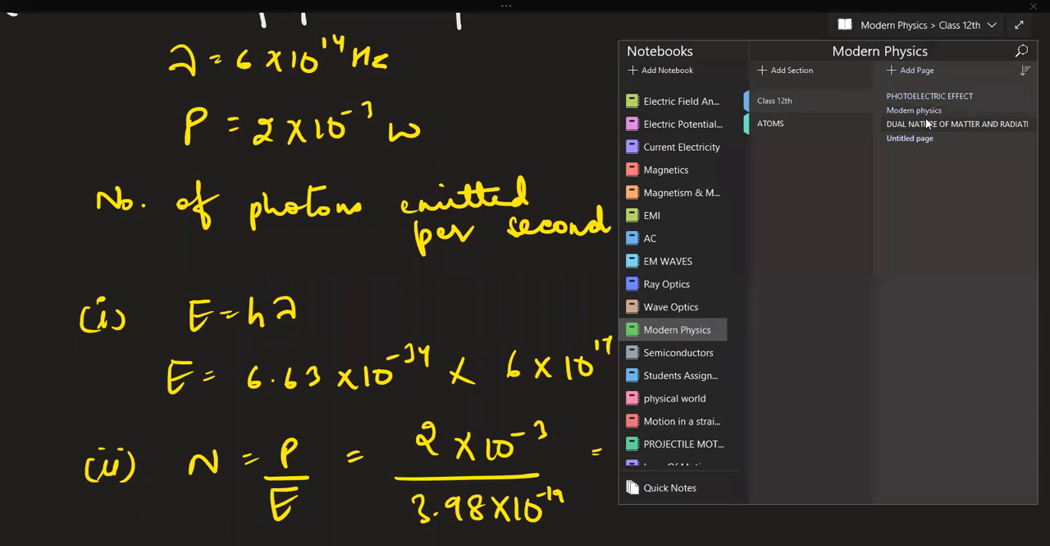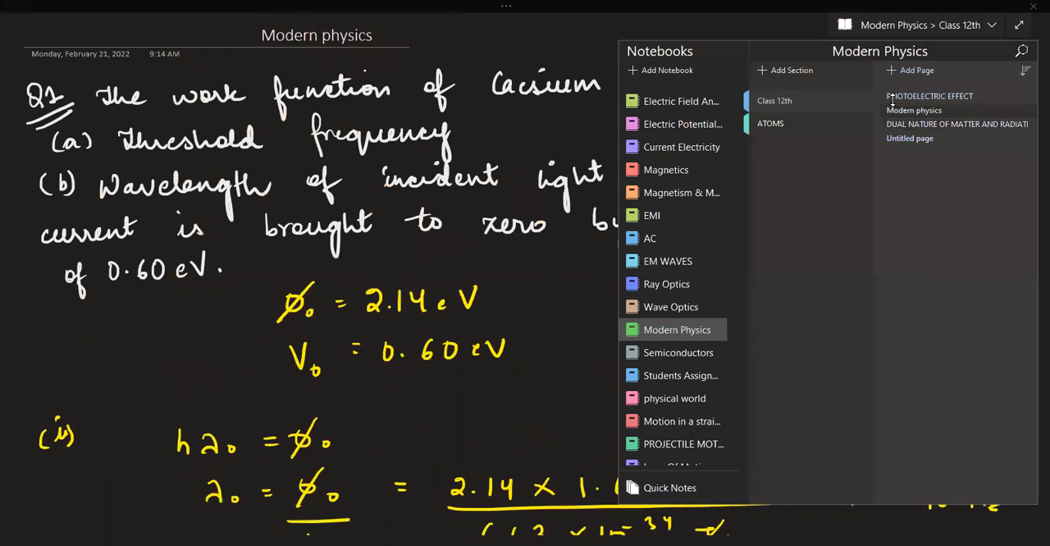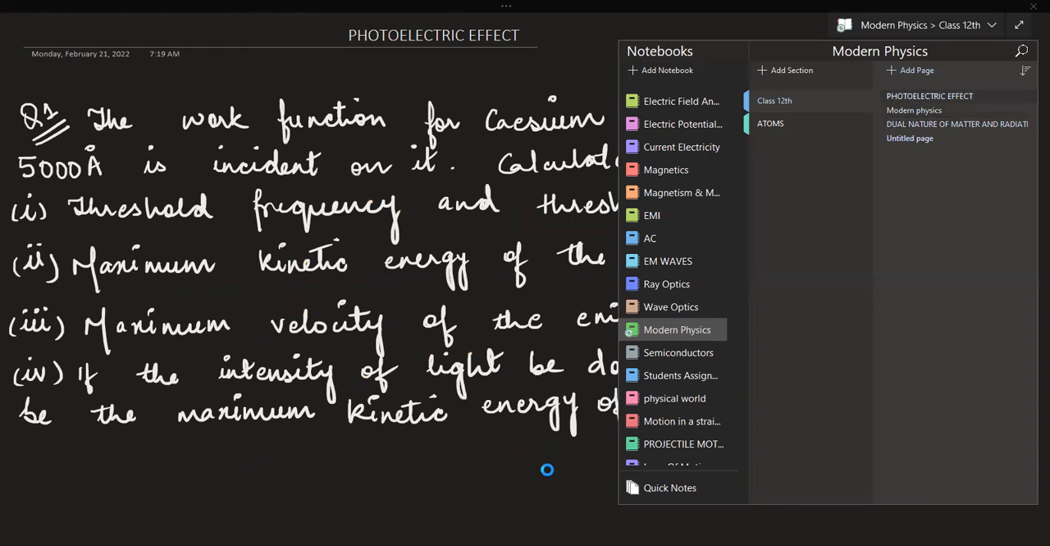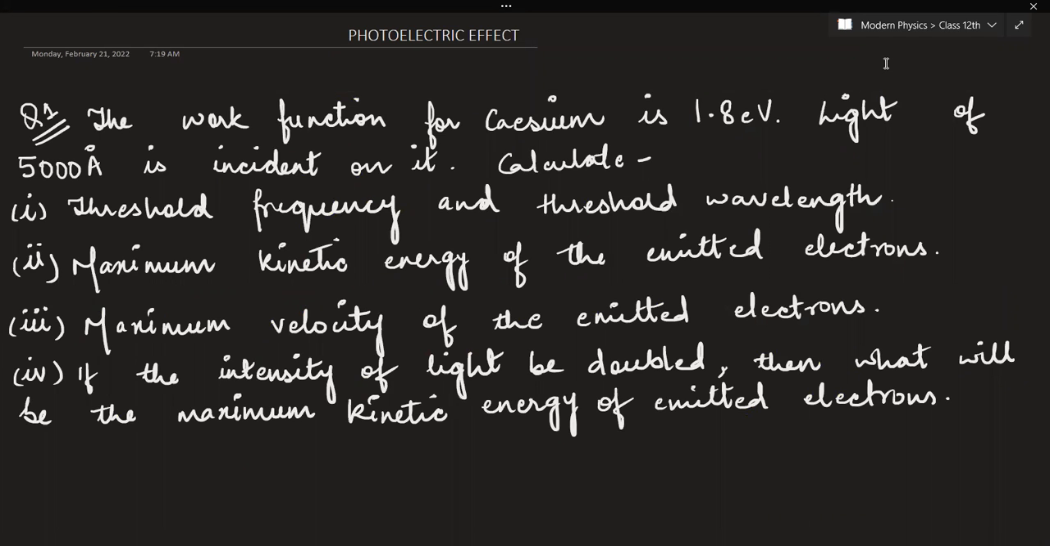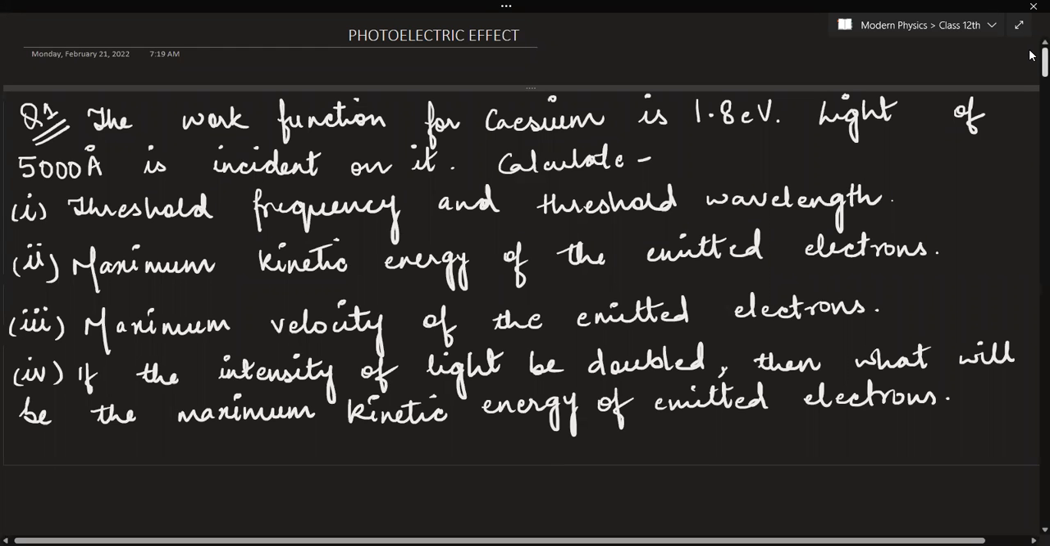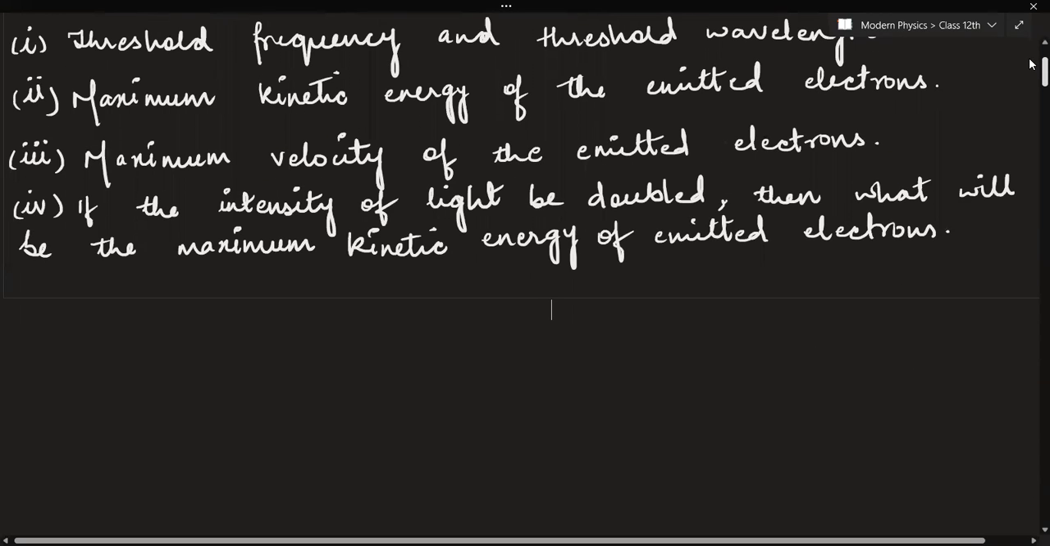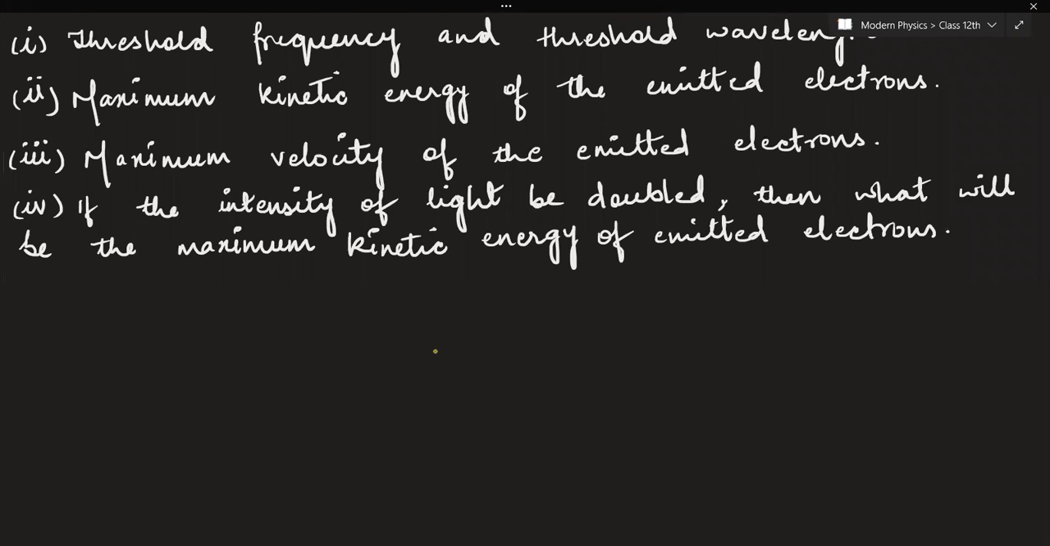Class, one question is there. Cesium metal. The work function of cesium is given as 1.8 electron volt. Light of 5,000 angstrom is incident on it. It means you have the wavelength and you have the work function. The threshold frequency and threshold wavelength are asked in the first part. I have told you that using the work function, you can find the threshold frequency and threshold wavelength.